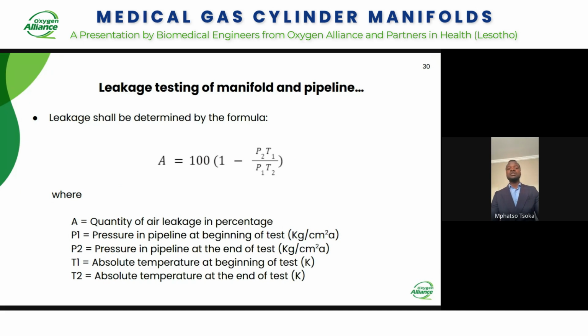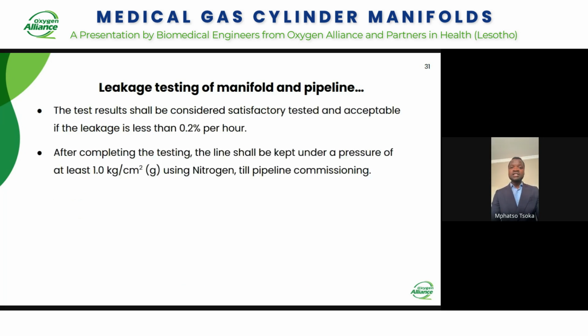So here goes your formula now, how you're going to calculate your leakage. We said this should be done for about 12 hours, but every 1 hour the readings should be taken: pressure 1, pressure 2, and temperature 1 and temperature 2. And you're going to use those parameters to calculate the leakage on the pipe. The test results shall be considered satisfactorily tested and acceptable if the leakage is less than 0.2% per hour.